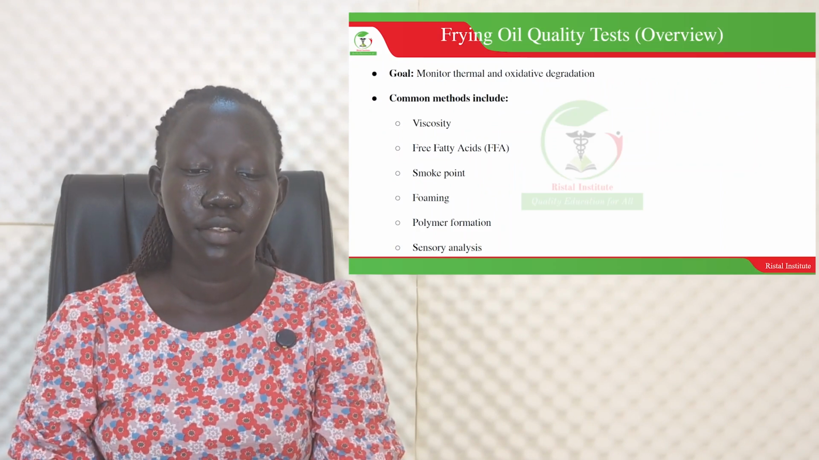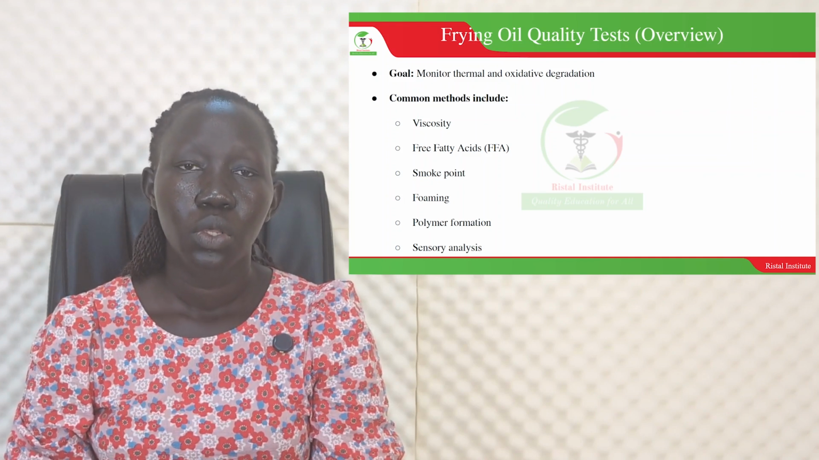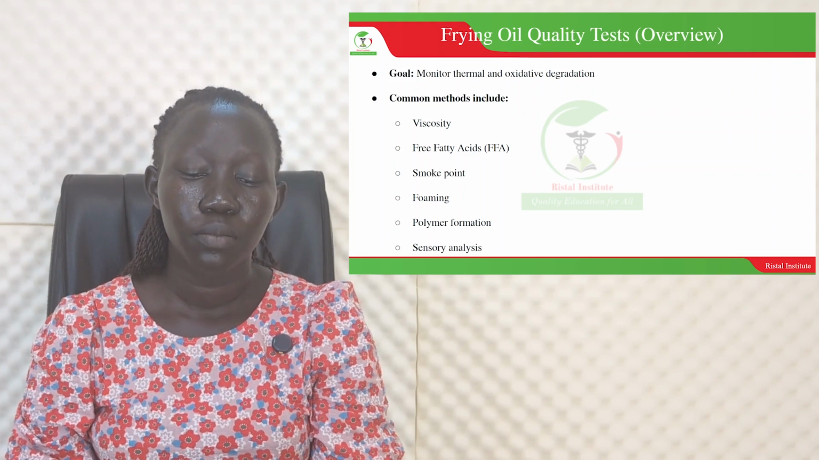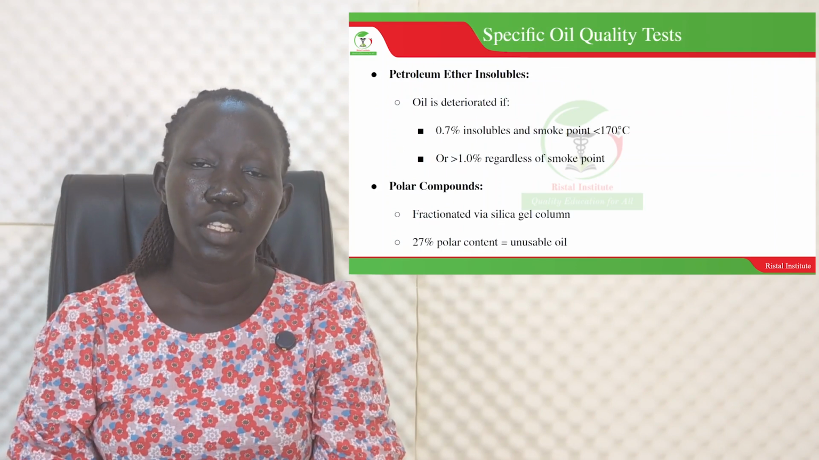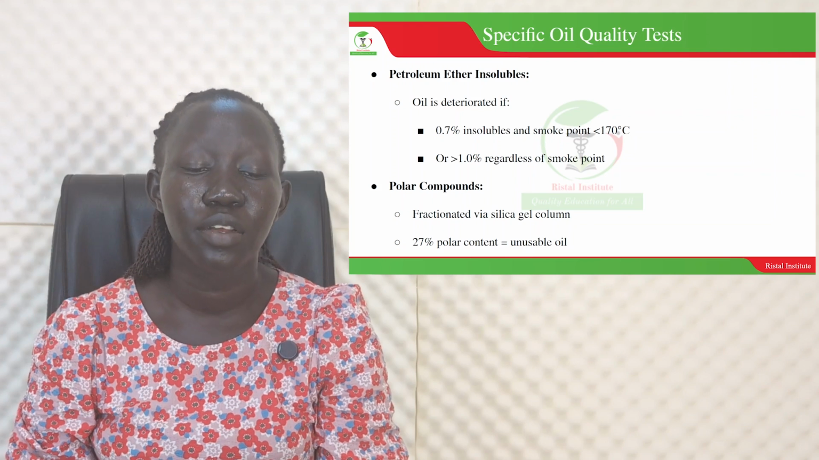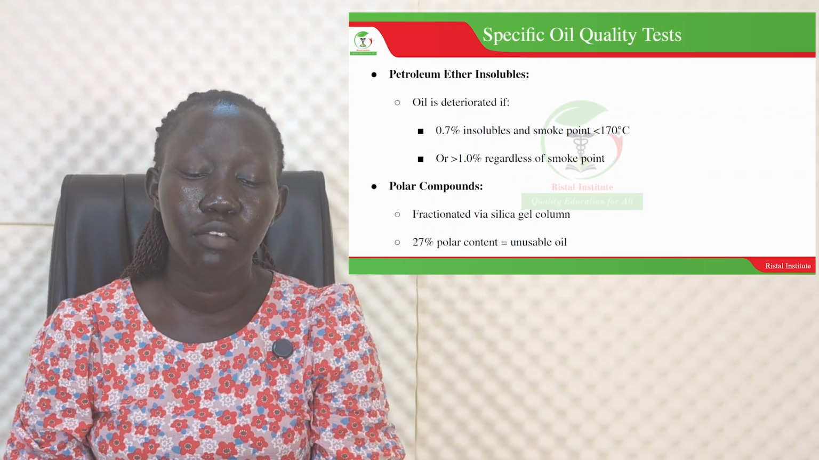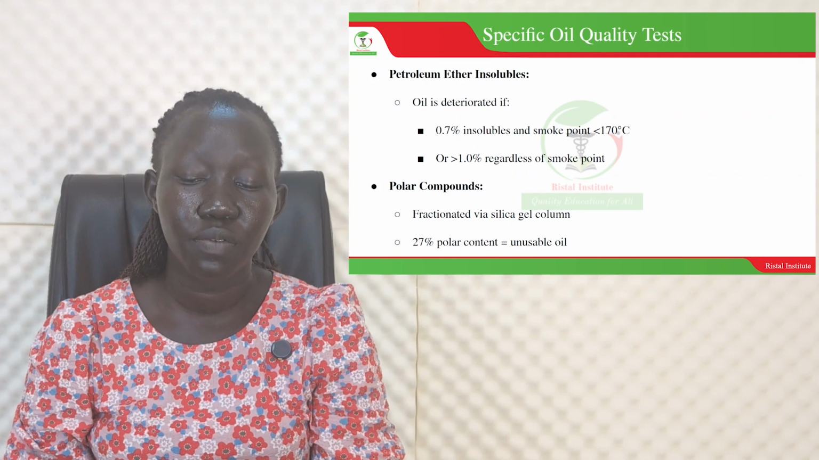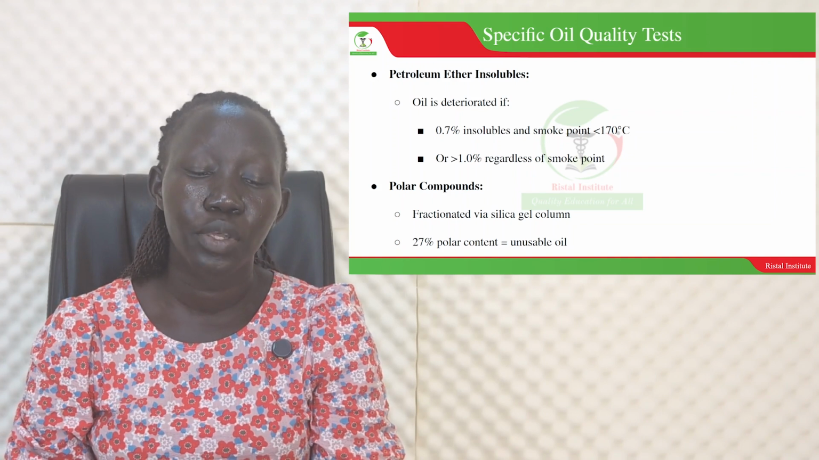Frying oil quality tests. Our goal here is to monitor the thermal and oxidative degradation, and the common methods applied are viscosity, FFA or the free fatty acids, the smoke point, foaming, polymer formation, and sensory analysis. The specific oil quality tests that can be carried out: petroleum ether insolubles. Here, the oil is rejected if it has 0.7% insolubles and smoke point is less than 170 degrees Celsius, or greater than 1% regardless of the smoke point.